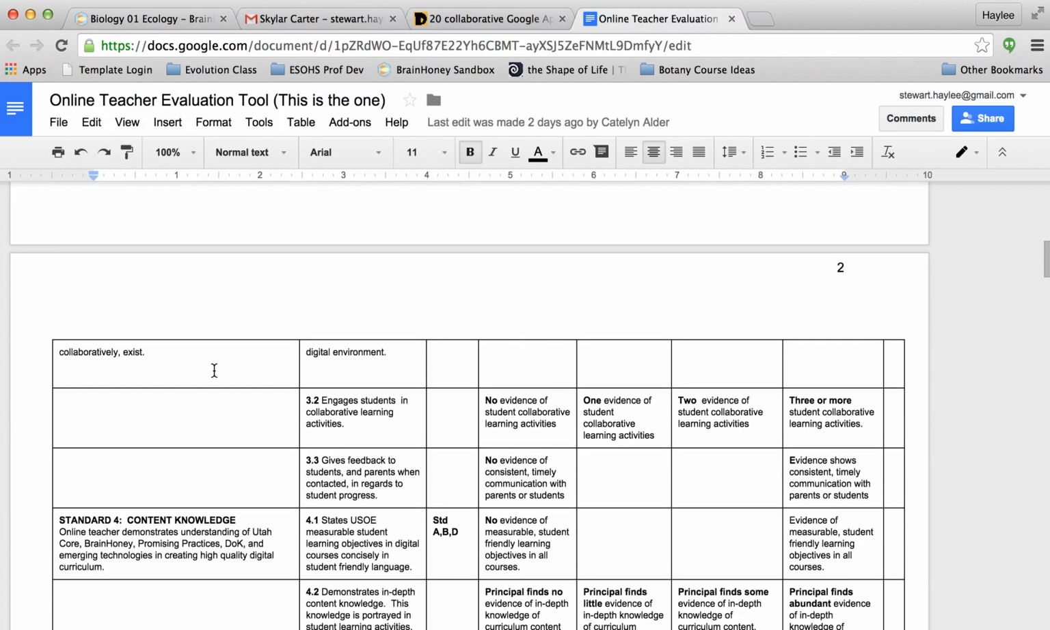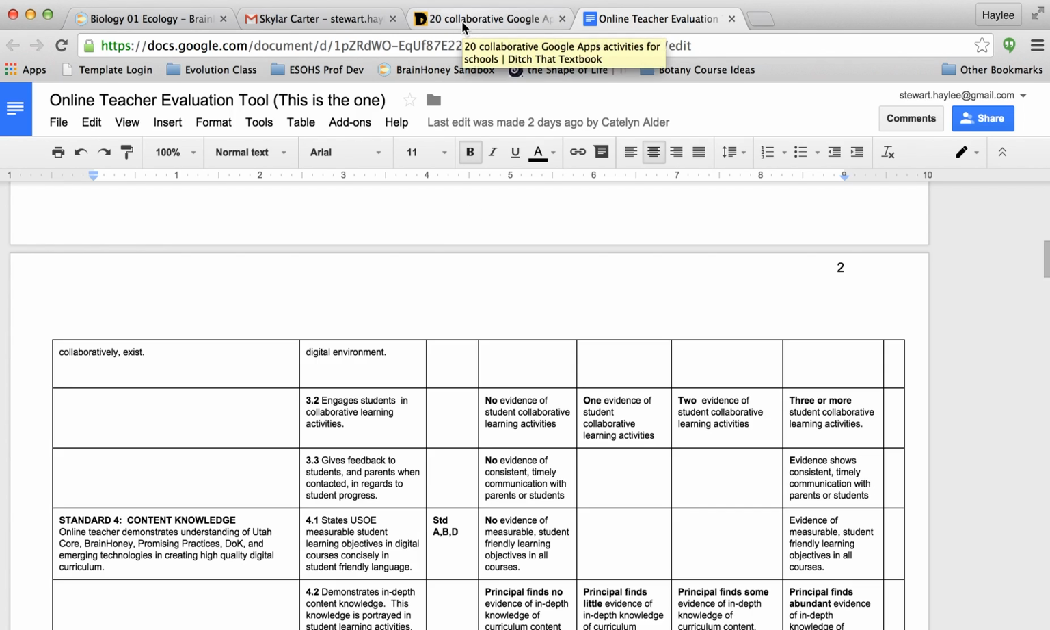3.2 is engages students in collaborative learning activities. If I were to grade myself on this right now, I would give myself a big fat 0. I don't have any collaborative learning activities. As we went through this in the small group of teachers, this can be a really hard one for an online environment, and it can especially create a lot of workload for you as the teacher. So I feel like this is one we need to really collaborate on as teachers and figure out good ways to get done.